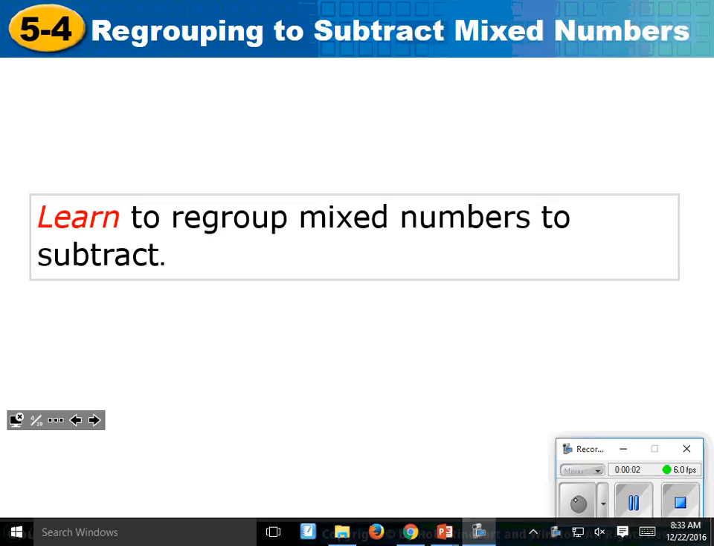Okay, first of all, I want to show you how to subtract mixed numbers. Let's say we had to subtract 10 and 5/6 minus 8 and 1/3. You know how to do the subtraction.